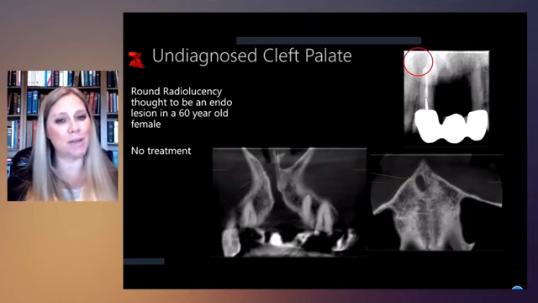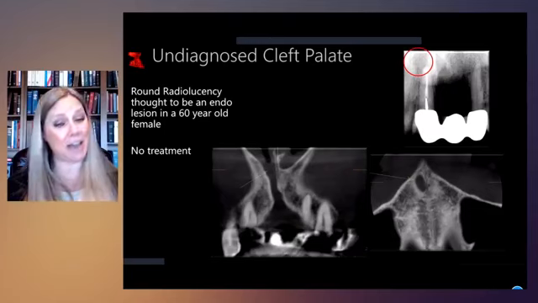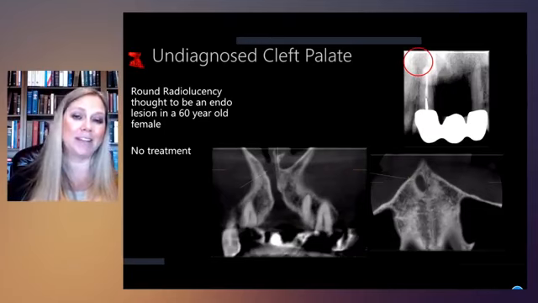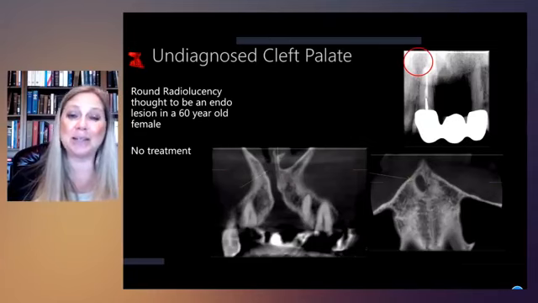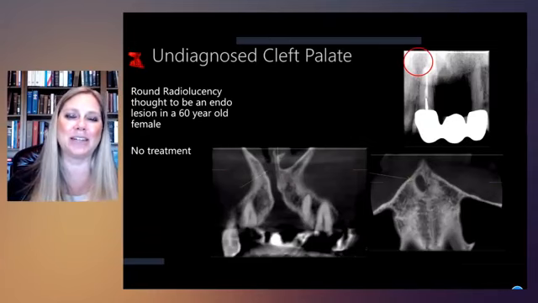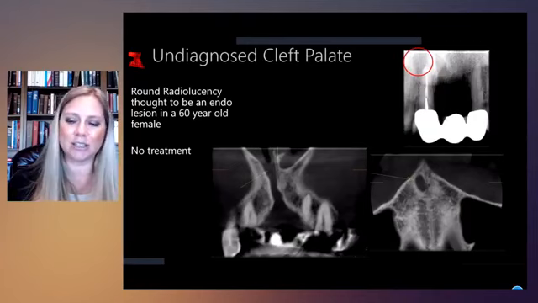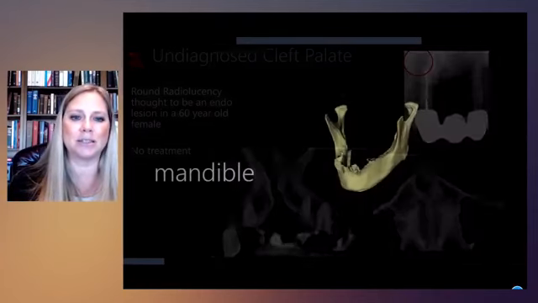And again, this is what I love about radiology. It's the facts, ma'am. So I've never seen anybody who actually wanted to have endodontic treatment, but clearly she did. She'd rather have that evidently than her cleft palate. So we find very interesting things when we're going through our CBCTs.